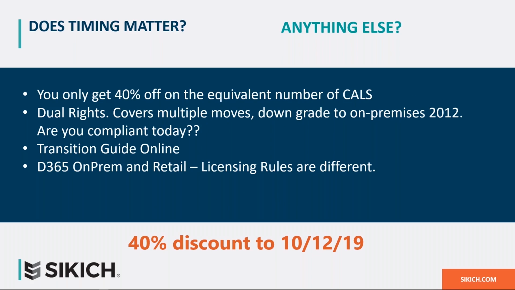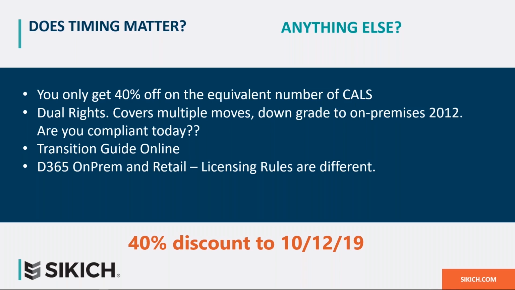Couple of things to know. You only get the 40% off on the equivalent number of cows. So if you're currently in 2012 and you've got 200 enterprise cows, you'll only get the 40% on 200 full licenses in D365.